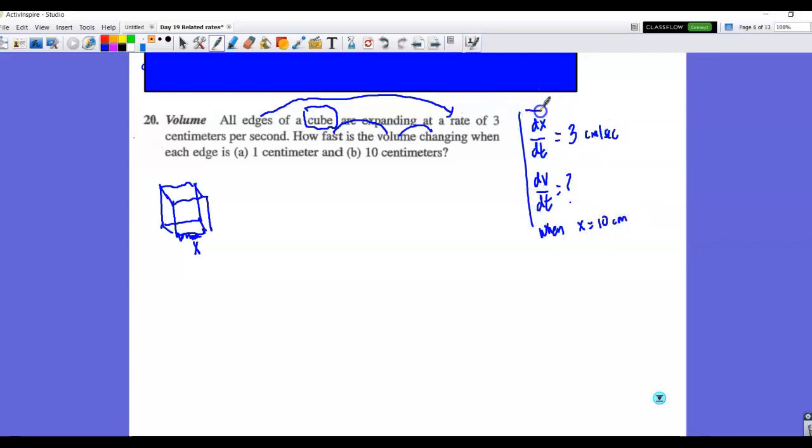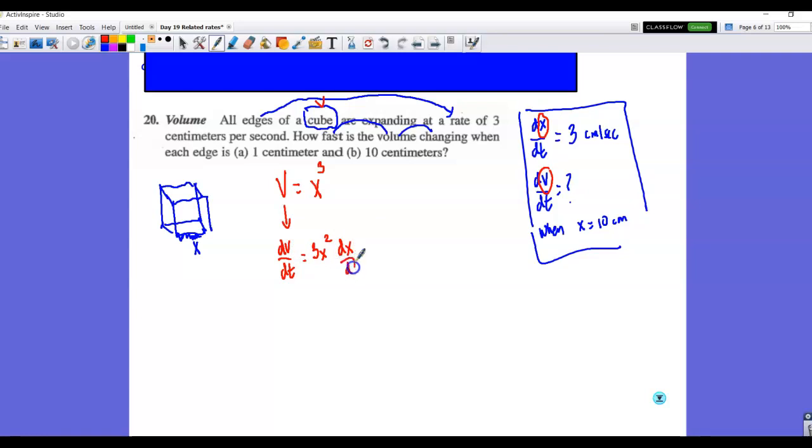So this is my box of knowledge, and now I need an equation that's going to connect my variables. My variables include the edge, the x, and the volume. So I need the volume of a cube, and the volume of a cube is a side cubed, or in this case x cubed. Take the derivative of the left-hand side with respect to time, which gives me dv dt. Take the derivative of the right-hand side with respect to time, which gives me 3x squared, chain rule, dx dt. So I've taken the derivative.